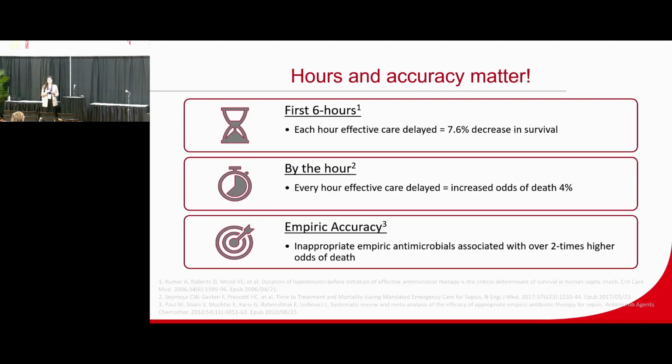And we know that this is important because in these patients with sepsis, hours and accuracy matter. As you're prolonging your time to appropriate care, you're simultaneously increasing your risk of death, decreasing your rates of survival, and then empiric accuracy, again, is very, very important. We like to think that we cast this very broad net of empiric antimicrobials in these patients with sepsis, but we know sometimes we have to sidestep, we have to change course, we have to change path, and it would be really nice if we knew that earlier so that we can try to make a dent in this 2 times higher odds of death with inappropriate antimicrobials.